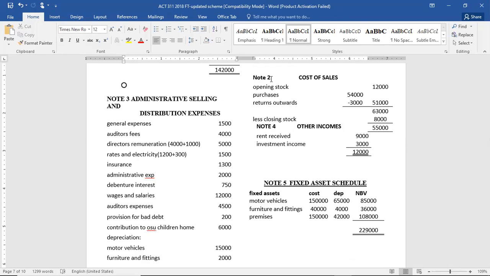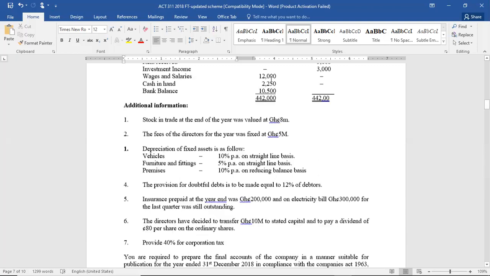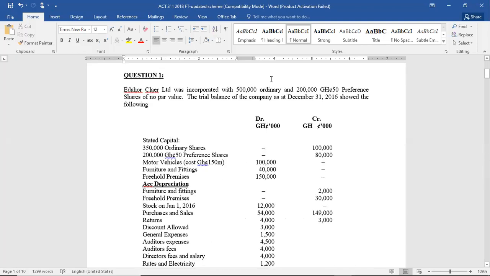So you prepare your final account, your trading profit and loss account. You put it there. Edaho Clear Limited. That's the name of the company. Edaho Clear Limited. Then you underline. Then under it, you put the income statement for the year ended 31st December 2018. They said you do it for 2018.